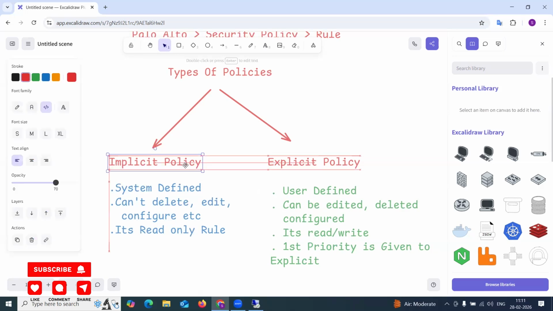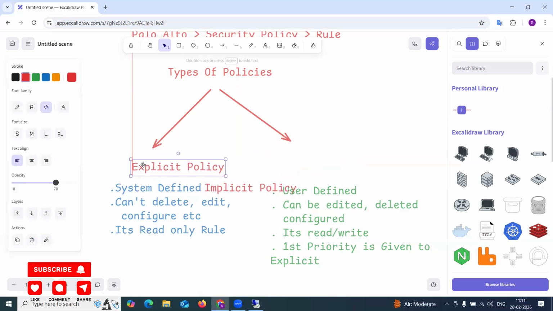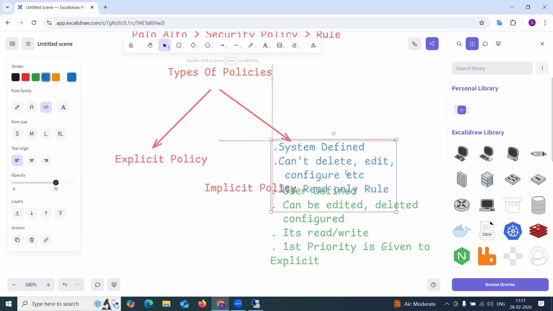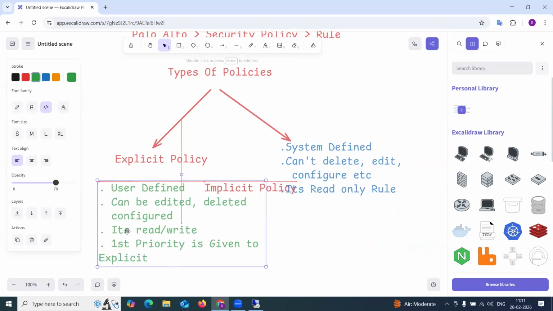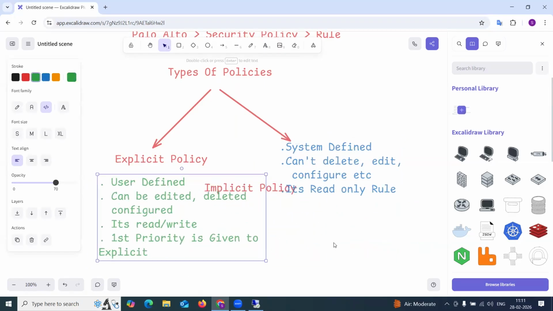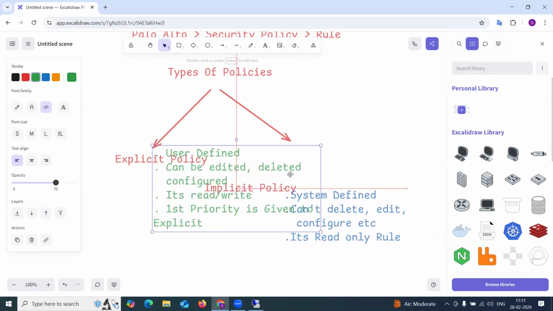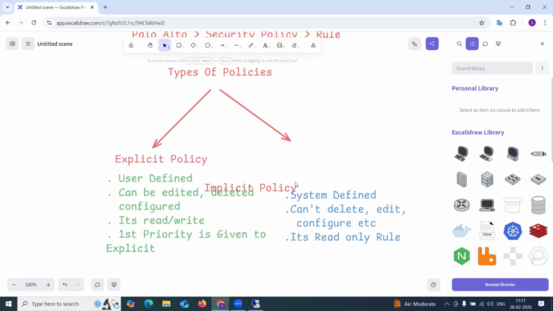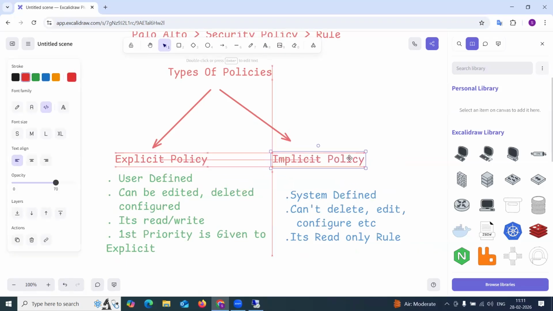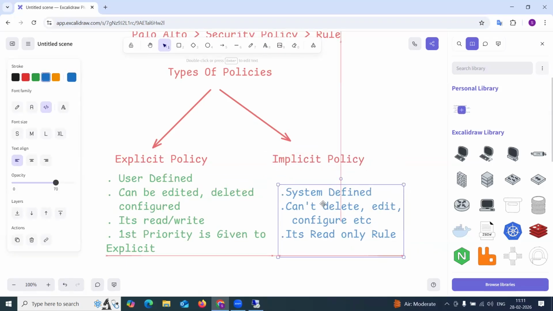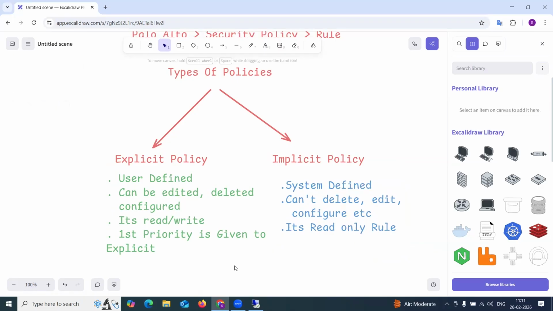So here, first explicit, then implicit. How? That I'll tell you. This we can understand with a practical. You guys have noted this point, right? Okay.